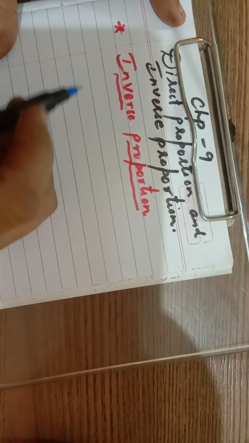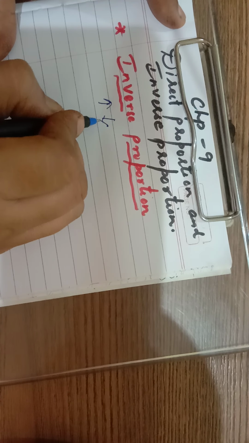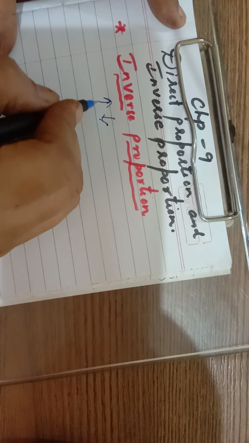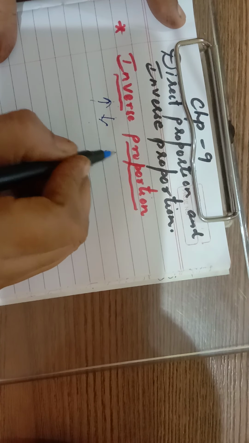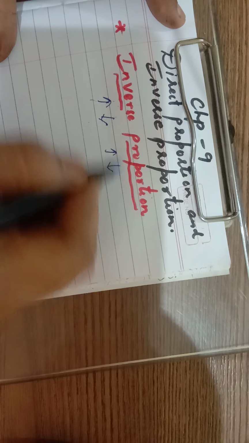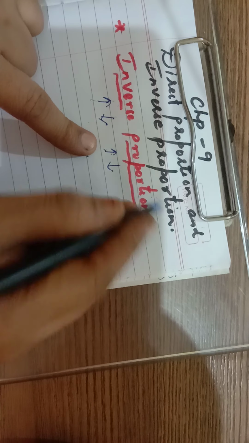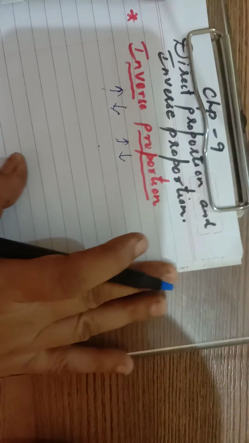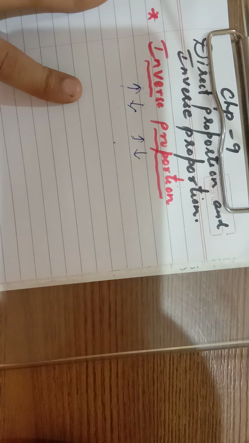I hope, children, this is very clear to you. One quantity increases, the other quantity decreases. Suppose I am showing with an arrow, one quantity increases, the other quantity decreases. Speed of the car is more, time required will be less, right? Same thing goes on. If the speed of the car is less, time required will be more. So this type of thing we will come across in inverse variation.